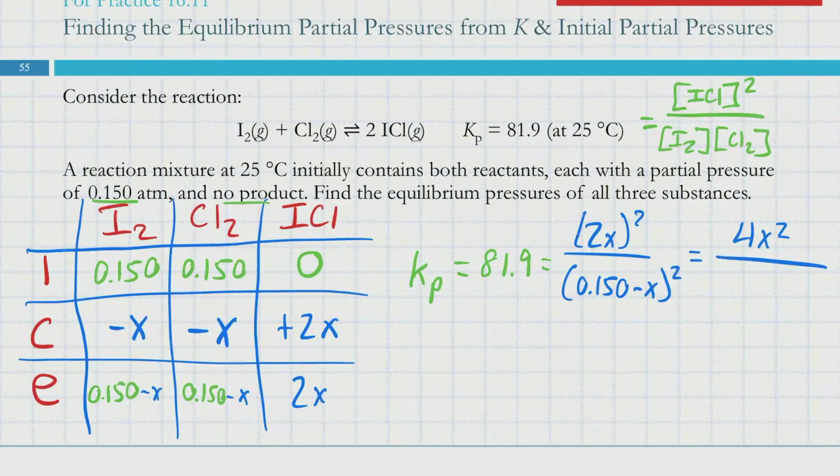So 4x squared, and then we get to FOIL. So 0.150 squared minus 0.300x plus x squared. I'm writing 0.150 squared because I just didn't want to plug it in the calculator yet.